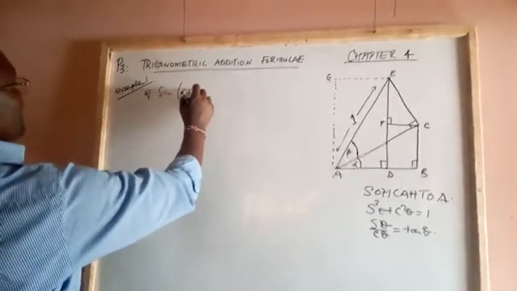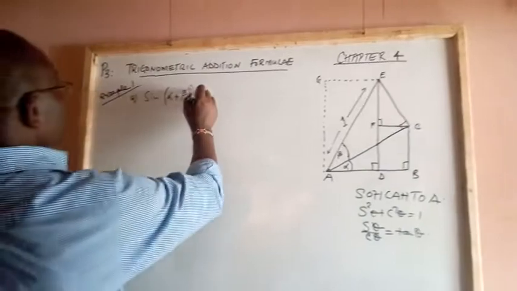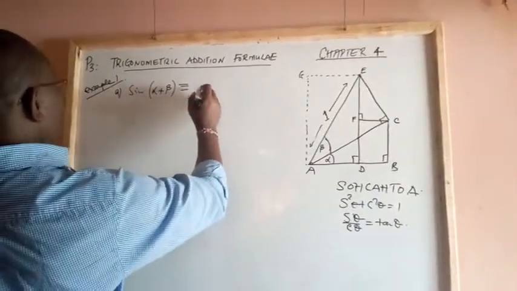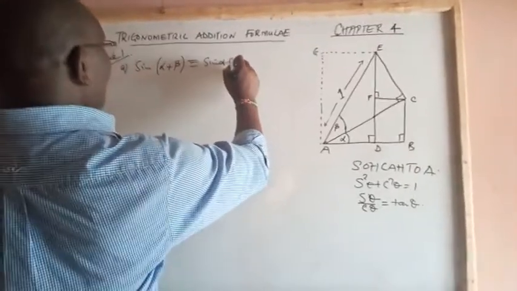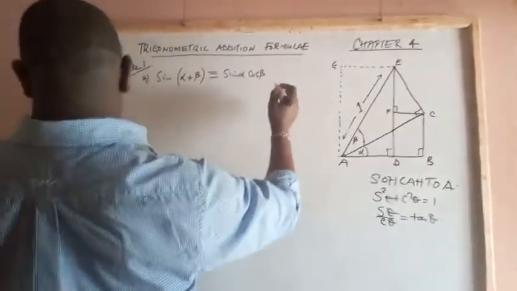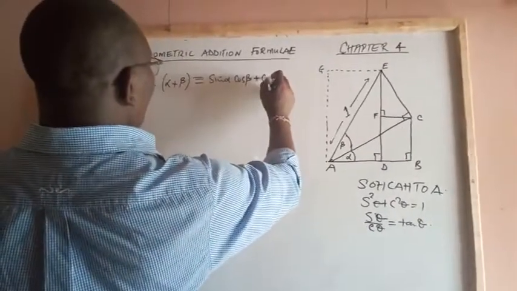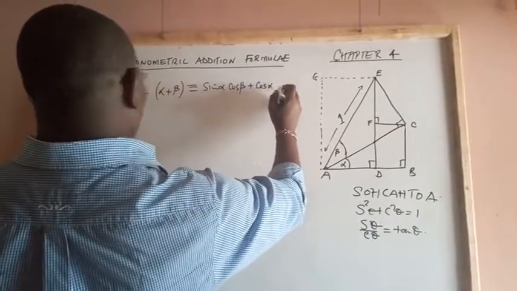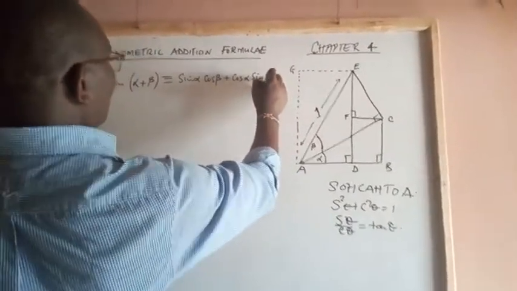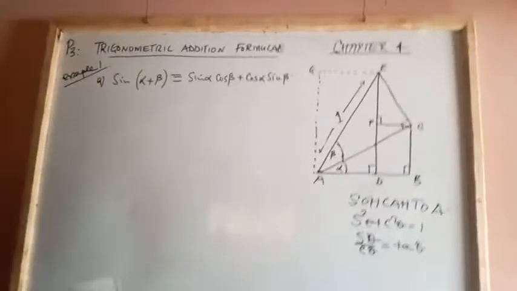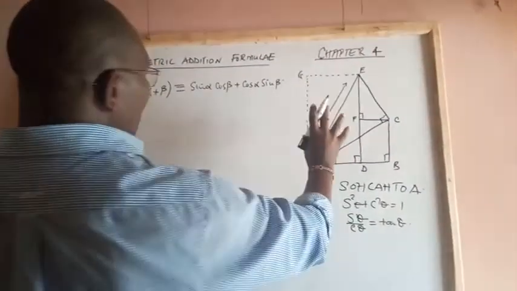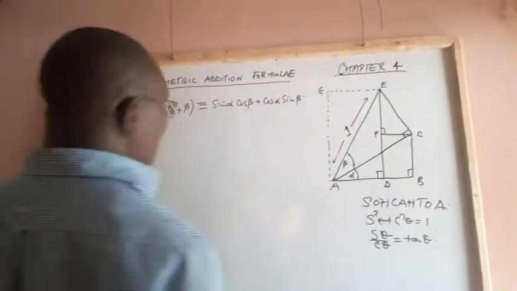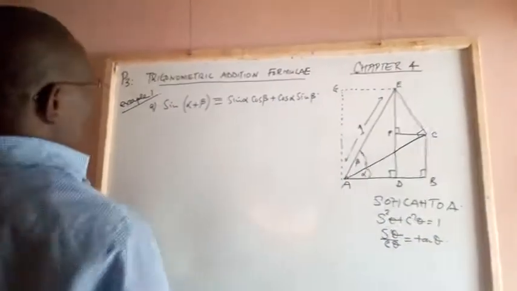In example 1, we will show only property A, which says sine of alpha plus beta is exactly equal to sine alpha cos beta plus cos alpha sine beta. We will go through several steps explained in this diagram to prove what we have.